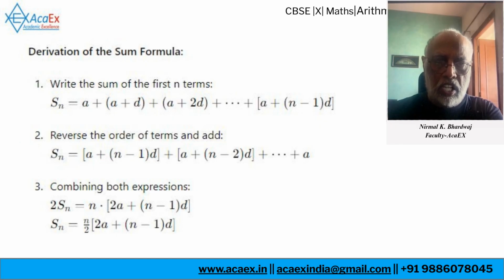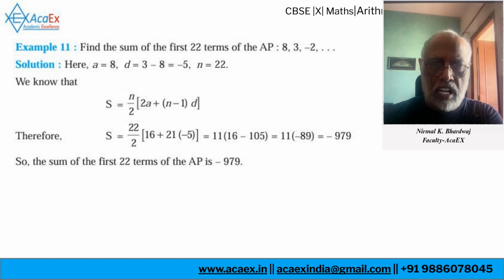The formula for the sum of an AP is derived by writing the sum of the n terms, writing the same sum in reverse order, adding these two expressions together, which results in n pairs, each summing to 2a plus (n minus 1)d. This gives 2 times S subscript n, which is then divided by 2 to get the final formula. Example 11. Find the sum.